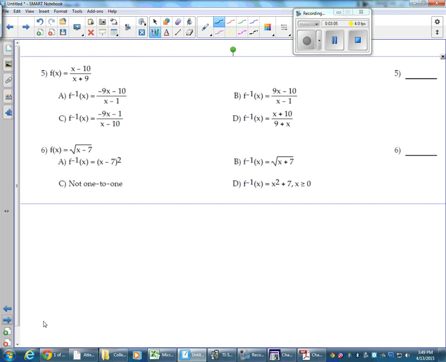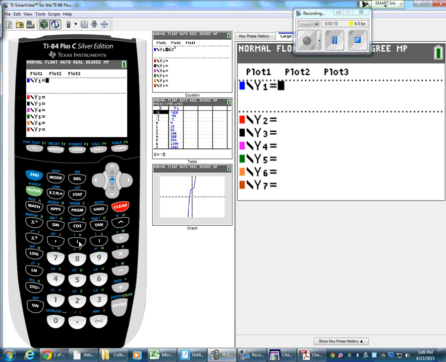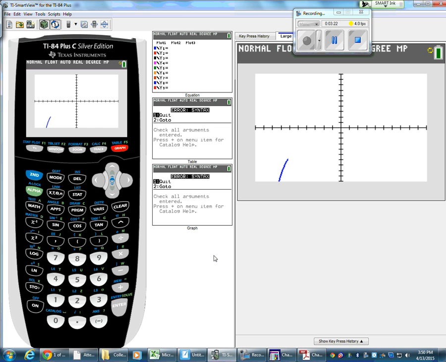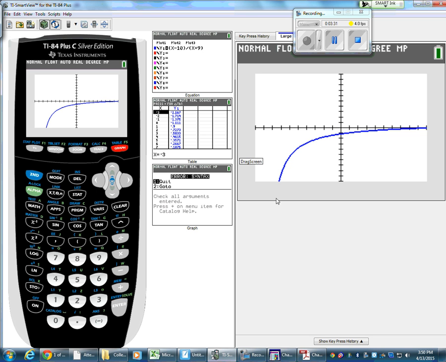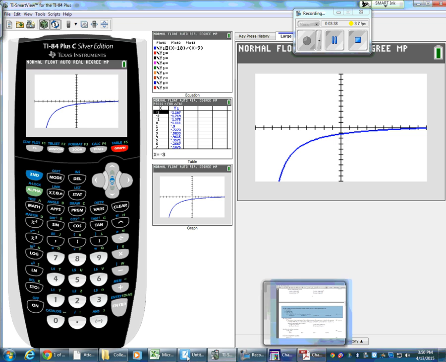Same thing, x minus 10 over x plus 9. If I wanted to come over here and check, make sure you put parentheses around your numerator. X minus 10 divided by x plus 9 and graph it. And we do see a rational function, so it does have an inverse. Hopefully we'll see the other part graph here somewhere. I guess it's out of the range. We can't see it really, but it does have an inverse. There's no place the horizontal line test wouldn't pass.